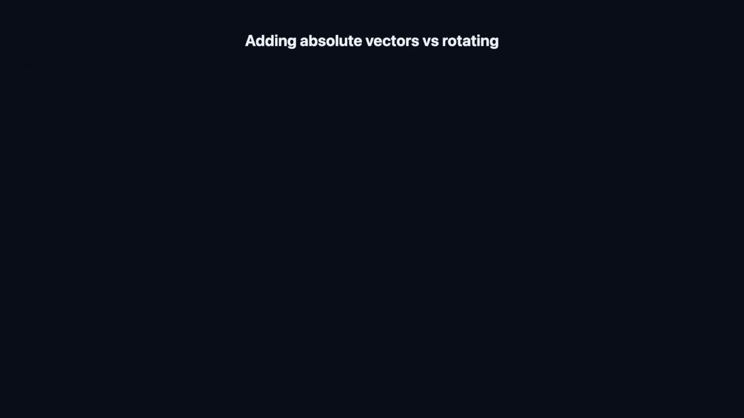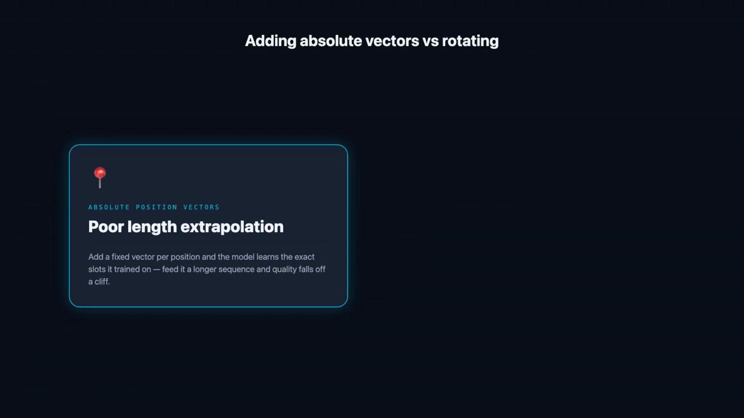So why is rotating better than the older habit of adding? Here they are side by side. The classic approach adds an absolute position vector to each embedding. It works, but it ties the model to the exact positions it saw in training, so when you feed it a sequence longer than anything it trained on, the encoding lands in unfamiliar territory and quality falls off a cliff. The model simply has no idea what position 10,000 should feel like.